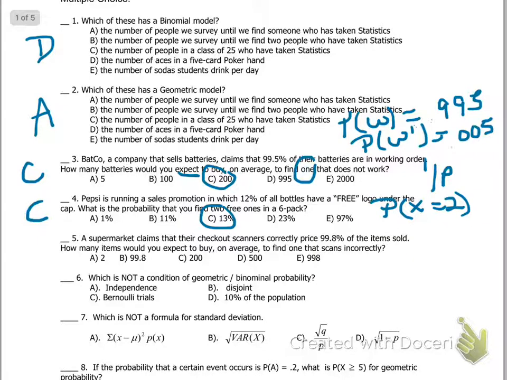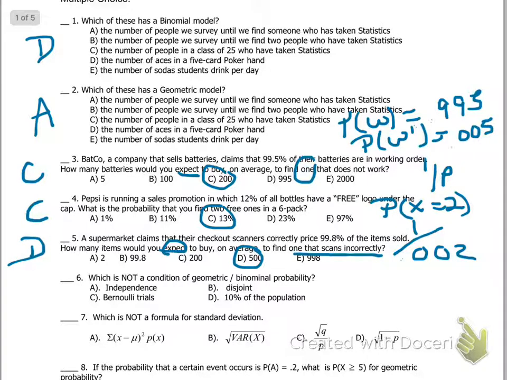Okay, so the probability that the scanner works correctly is 99.8%. Now they want to know, you expect, so you need to think of the word mean, to find on average one that scans incorrectly. So the probability that it scans incorrectly is 0.002. Do you see that this is geometric? It's implied. So the mean for geometric is 1 divided by 0.002, which is 500. So that is D.